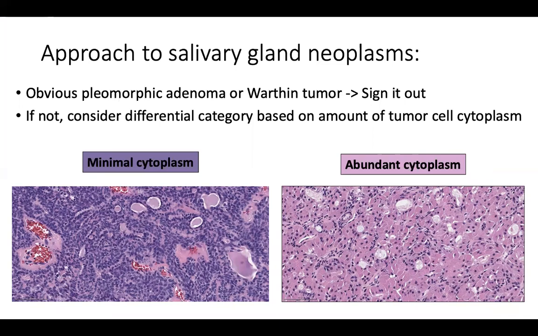Though sometimes pleomorphic adenomas can be quite a problem. And we can discuss that when you rotate with us, but they're real tricky lesions. But anyways, if it's not one of those lesions, it's not super obvious, then you have to consider a differential diagnosis. And I use this, minimal cytoplasm versus abundant cytoplasm, in order to create a differential in my mind.